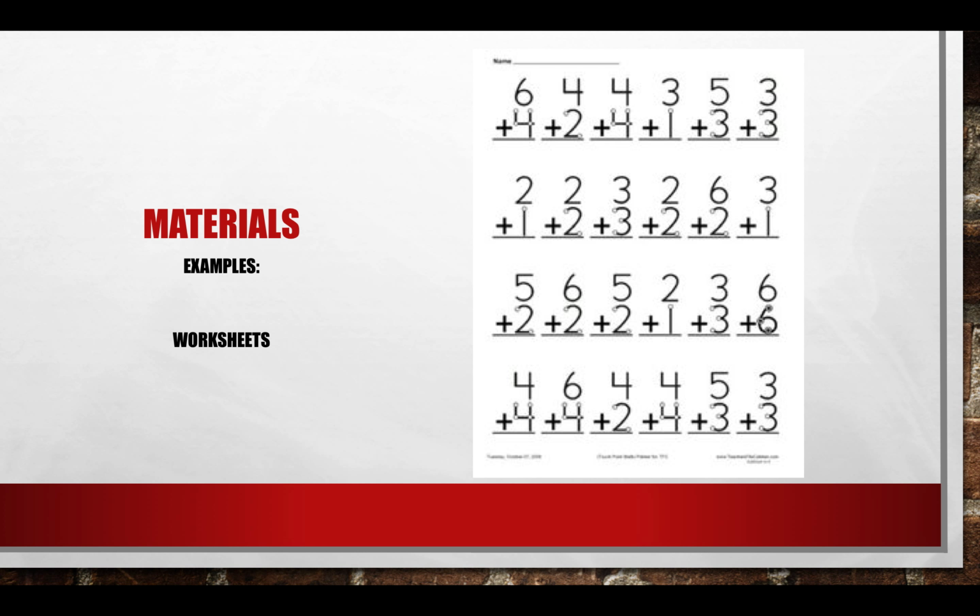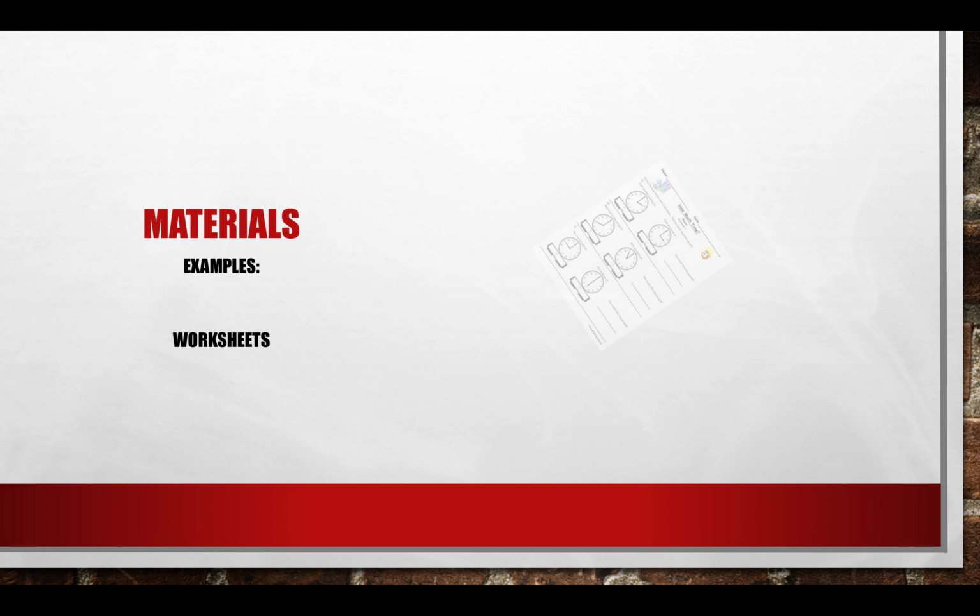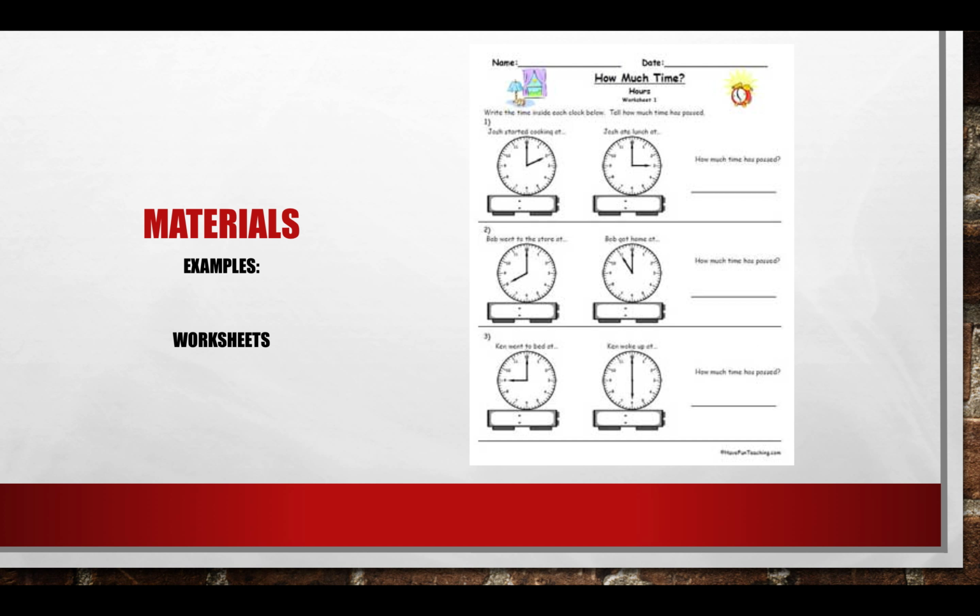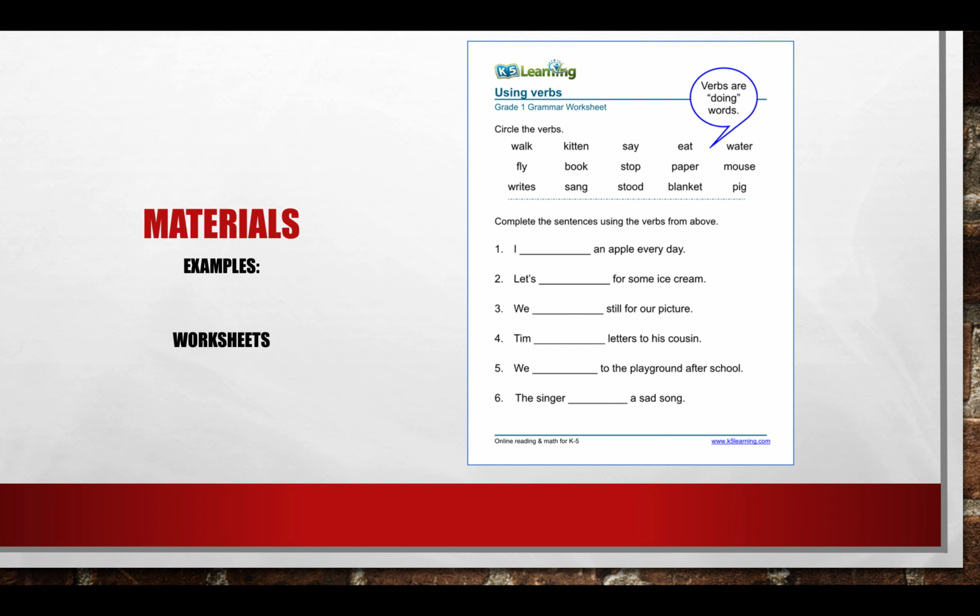So worksheets might include problems that the students need to solve. They could include questions that they need to answer. They could include fill in the blanks. There's pretty much endless options for the types of worksheets that a student could be working on.